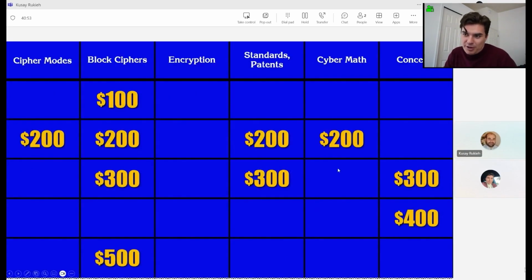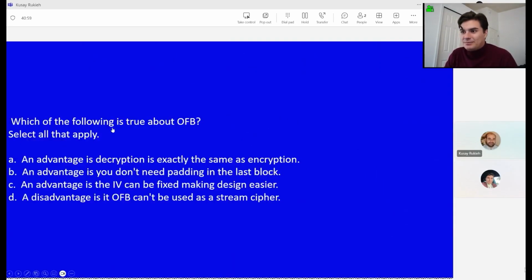Let's go with cipher modes for $200. We're going to clear that category. What's true about OFB? Give me two. Let's take a look at the options here. I'm going to say that an advantage is decryption is exactly the same as encryption. I think that, it depends on which encryption algorithm you use. But most likely you're going to use a symmetric one. So I want to say A.